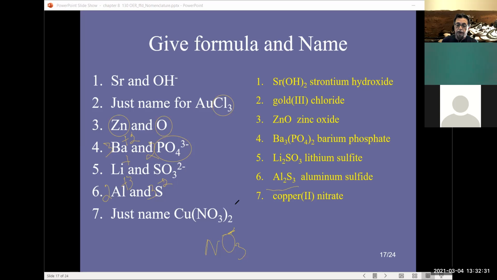And since we got 2 of them, 2 -1s, that infers that the copper must be a +2. Has to be, okay? And so the copper that's being utilized here is copper Roman numeral 2 nitrate. Let me clear it up a little bit so we can see that. Okay, copper 2 nitrate. All right.